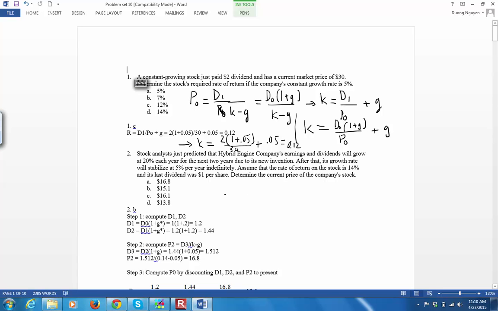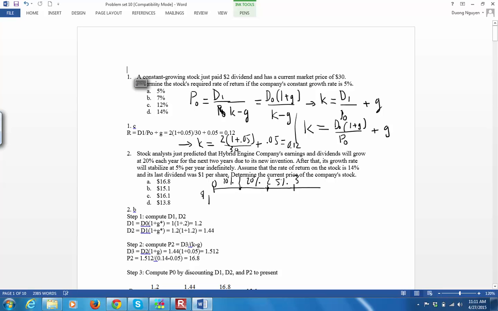Alright, number 2. A stock analyst predicted that earnings and dividends will grow at 20% for the next 2 years, and then after that it will grow at 5% forever. Assume the required return is 14% and the last dividend is $1. So $1 here is the last dividend.